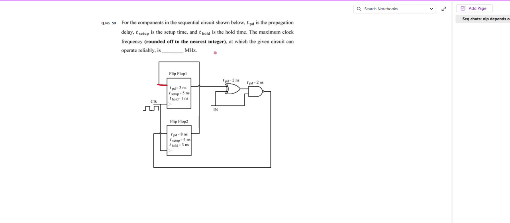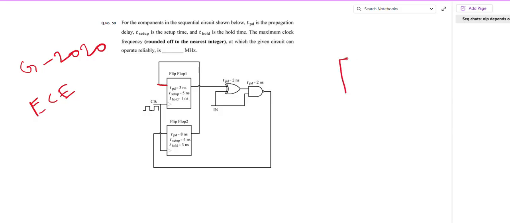This is a GATE 2020 problem given in ECE paper for 2 marks. Okay, here, before going to the problem, I want to discuss setup time and hold time in general.